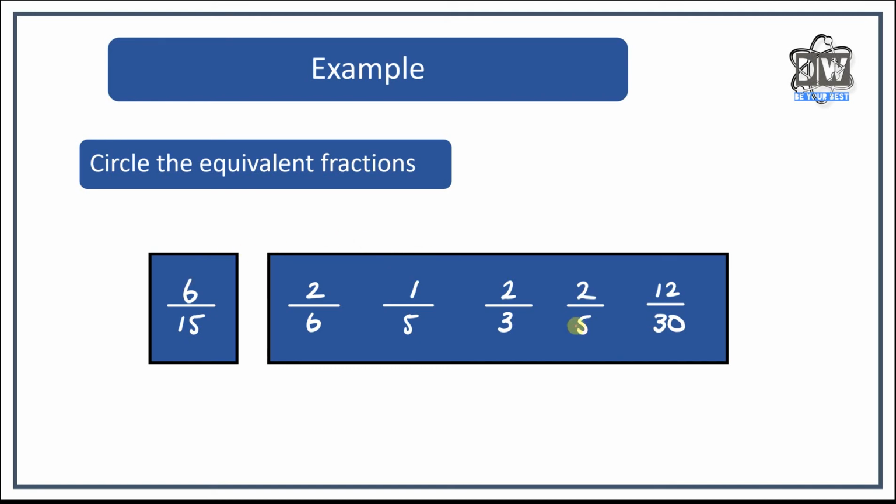Here we go now. We've got the last two. We've got 5 into 15, so we're going to times that by 3. Whereas if I times 2 by 3, surprise, surprise, I get 6.